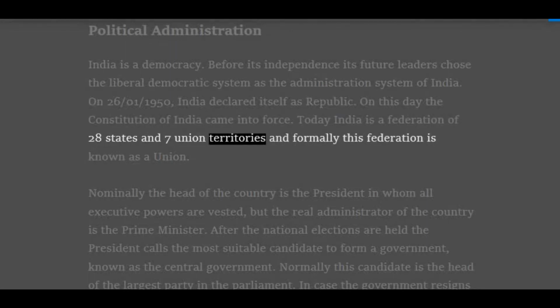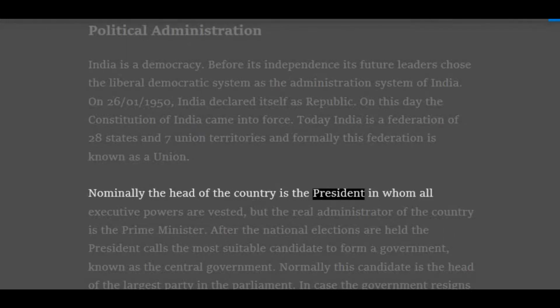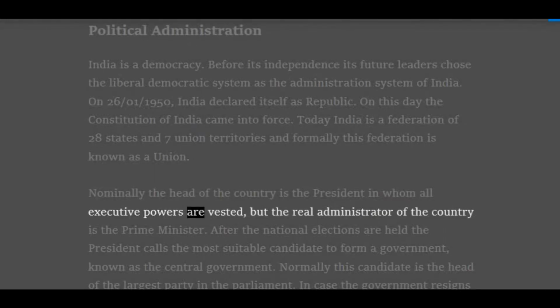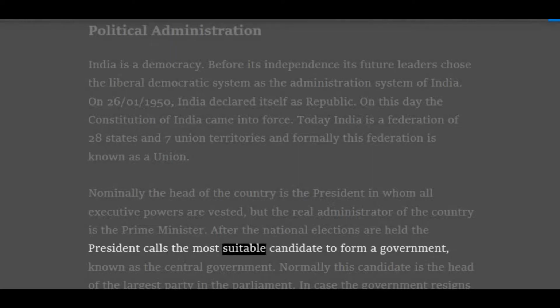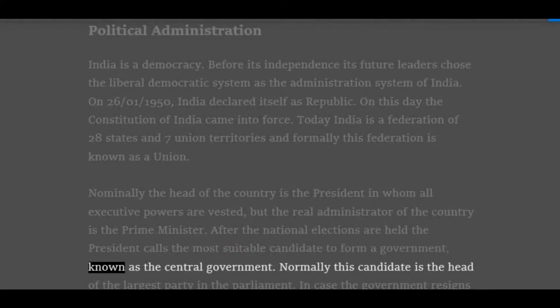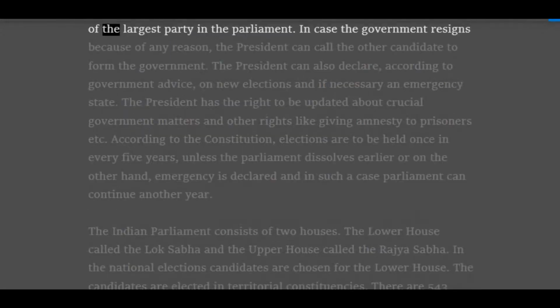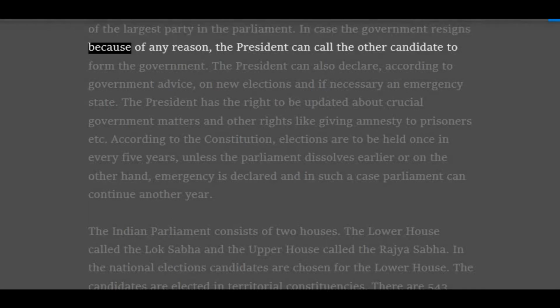Today India is a federation of 28 states and 7 union territories, and formally this federation is known as a union. Nominally the head of the country is the president, in whom all executive powers are vested, but the real administrator of the country is the prime minister. After the national elections are held, the president calls the most suitable candidate to form a government, known as the central government. Normally this candidate is the head of the largest party in the parliament.